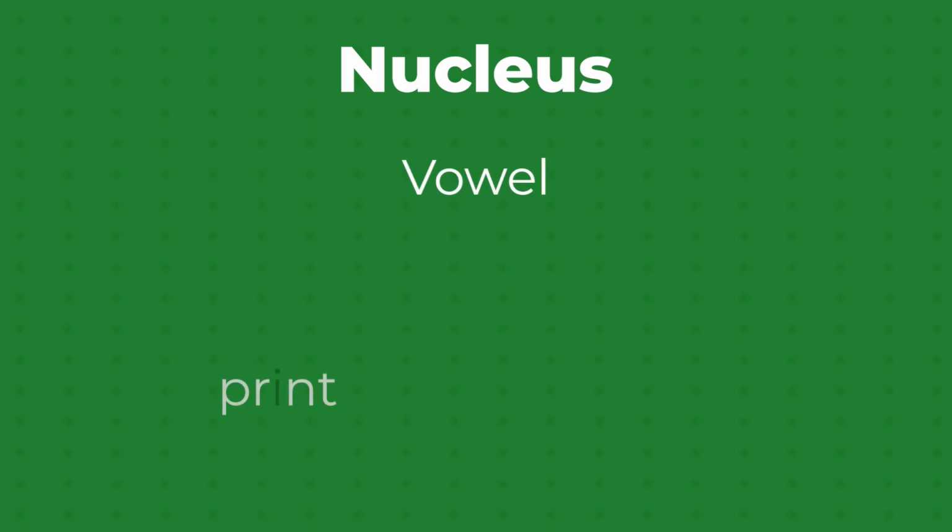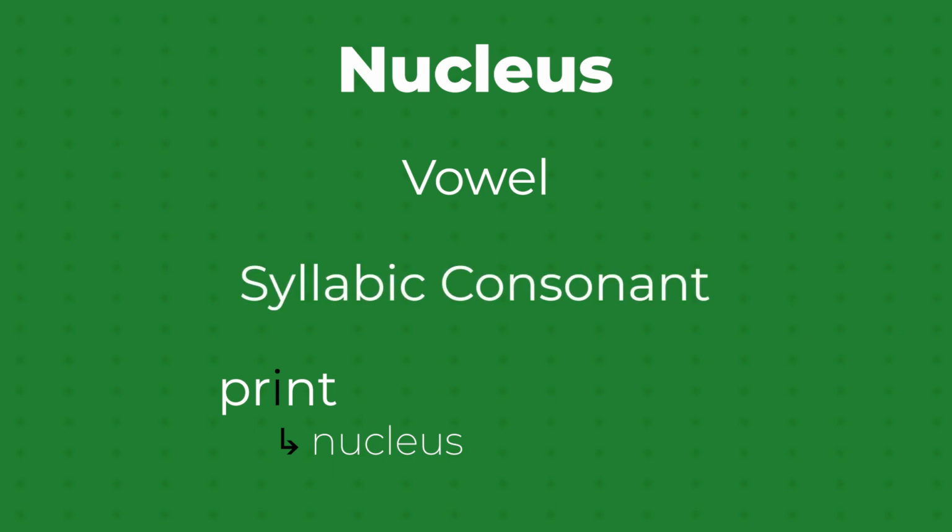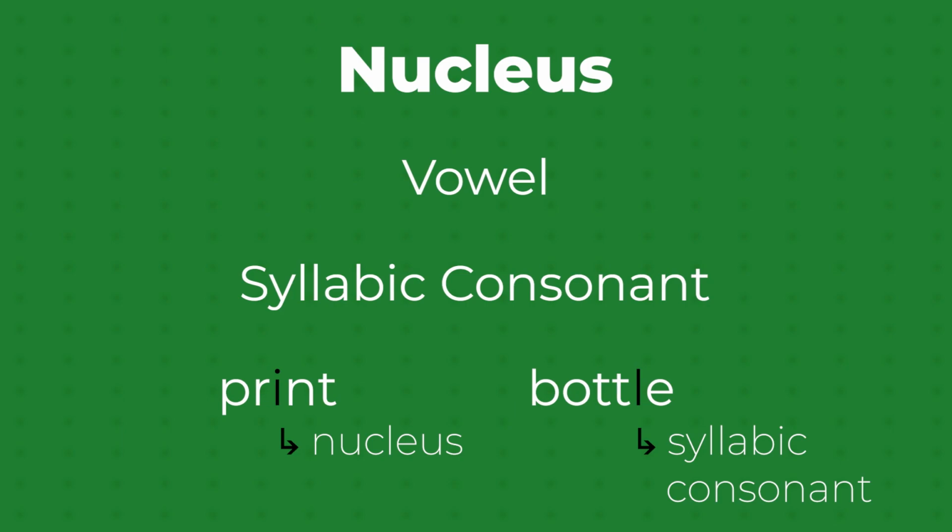After the onset comes the nucleus. The nucleus is usually the vowel in a syllable, like in print. Sometimes the nucleus is a syllabic consonant. That is a consonant that forms a syllable on its own. For example, depending on where the speaker comes from, the L sound in bottle can act as a syllabic consonant in English. But remember that usually it is a vowel as the nucleus.